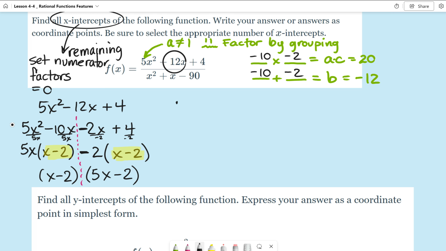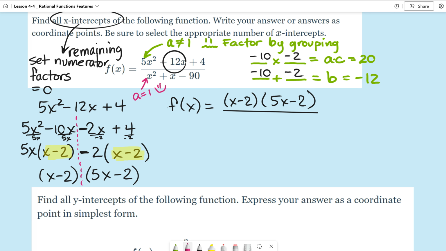So now let's go rewrite f of x, the numerator. Instead of it being 5x squared minus 12x plus 4, I'm going to write it as x minus 2 times 5x minus 2. Okay? Let's look at the denominator now. The denominator, guess what? It does have an a value of 1. So yay, really short process. All I have to do is what 2 numbers multiply to be negative 90, that add to be positive 1. So what are those 2 numbers?